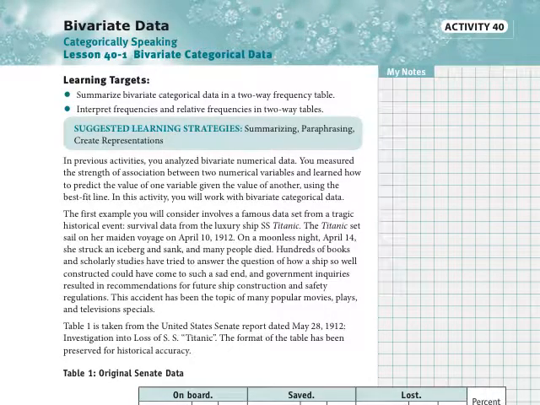All right, so we're going to look at frequency tables today. Frequency tables are one common way of looking at data, and two-way frequency tables allow us to analyze a couple different variables at a time.